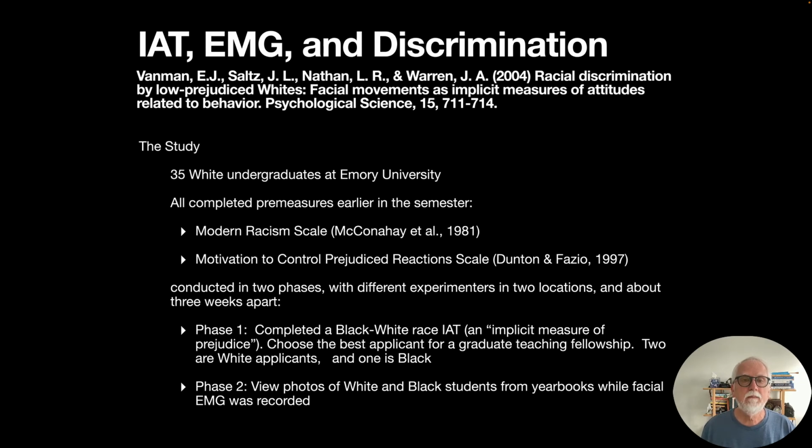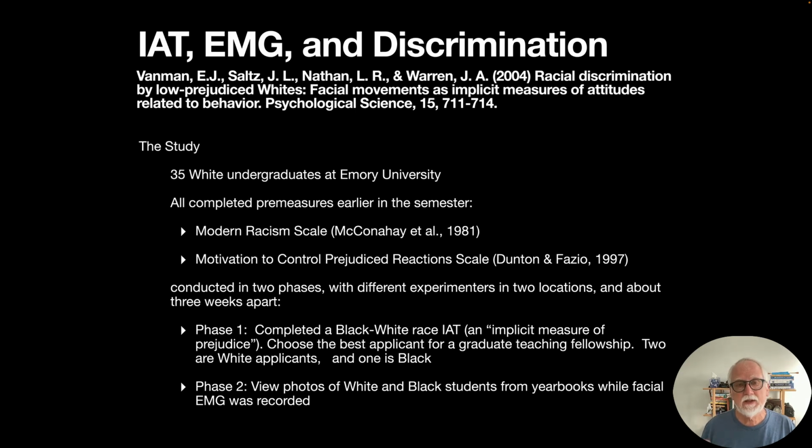They had all completed measures earlier in the semester that gave me an idea of their motivations to control prejudice, whether or not they actually showed any racism on a scale. I can tell you that these particular participants at Emory, a very left-wing, progressive kind of university at the time, were very low on the modern racism scale, and they were very motivated to make sure they didn't look prejudiced, okay?